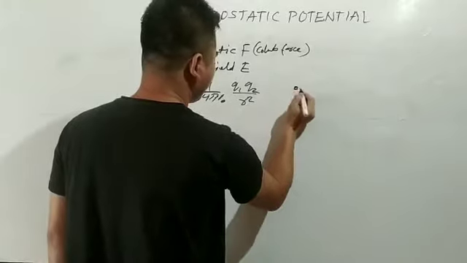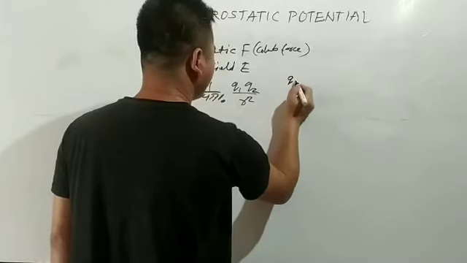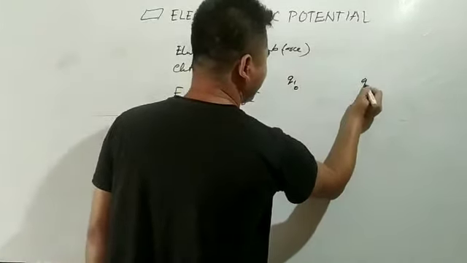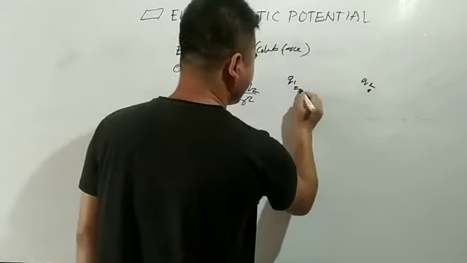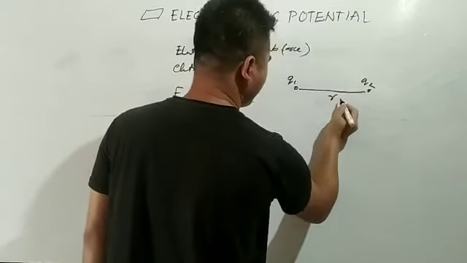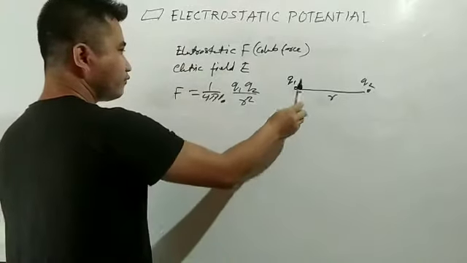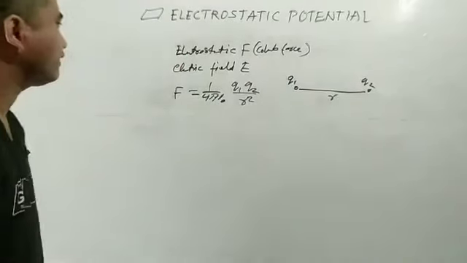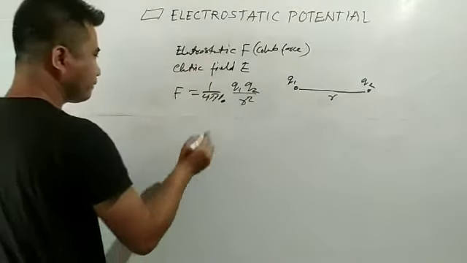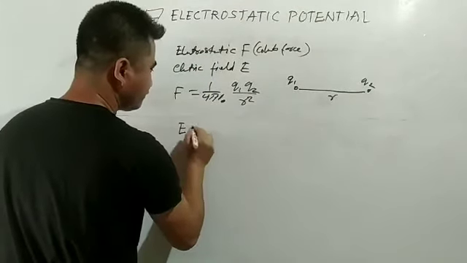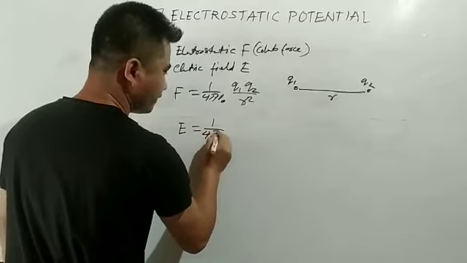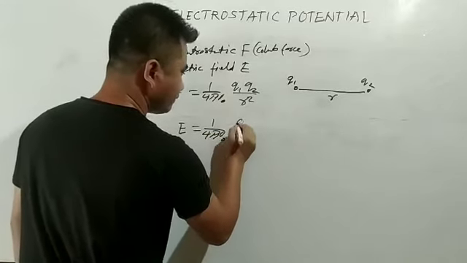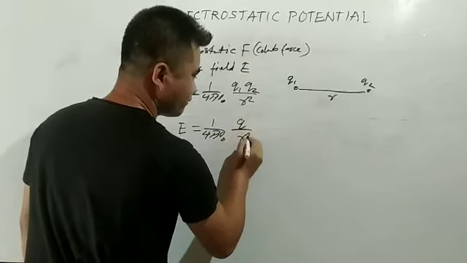In a diagram you can write like this. Suppose here Q1 is there and here Q2 is there. The distance from Q1 to Q2 is R. So the force between these two charges is given by F. Next, what is electric field? E is 1 by 4 pi epsilon naught Q by R square.